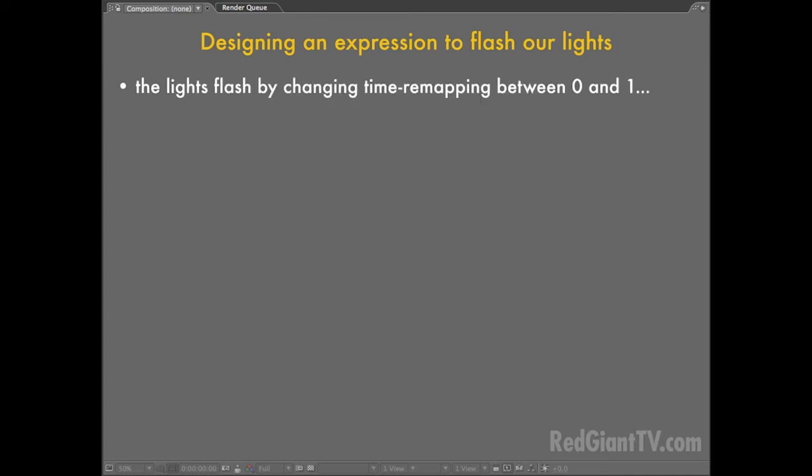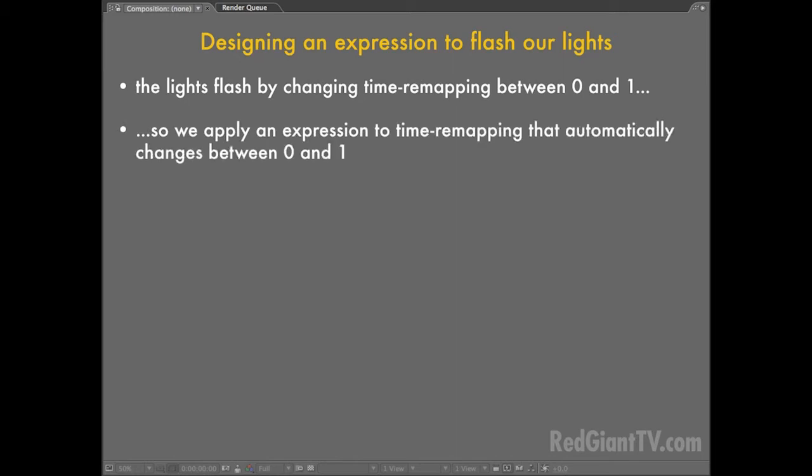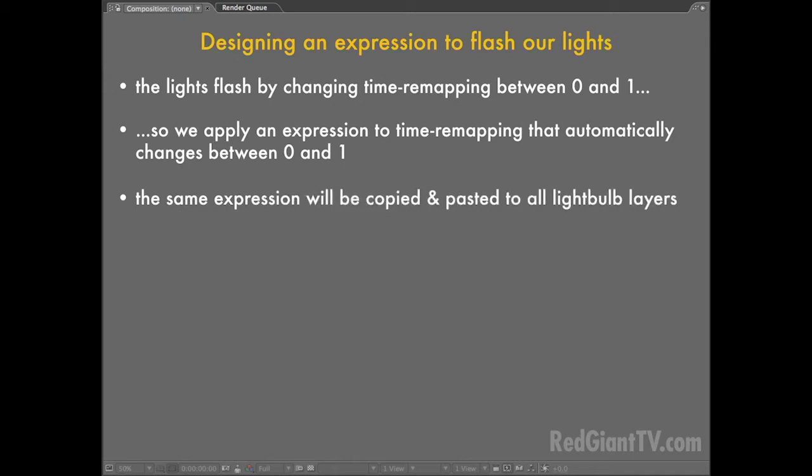As I mentioned before, it's just not feasible to animate hundreds of layers manually, so we'll use expressions instead and they'll do all the work for us. Our light bulbs are animated by changing their time remapping value between 0 and 1. So, we'll apply an expression to the time remapping property, and by designing an expression that changes between 0 and 1, we'll have a light bulb that flashes on and off. So the intention is to create a single expression that we can paste to every light in the composition and then have them all flash automatically. So, this is how I started.